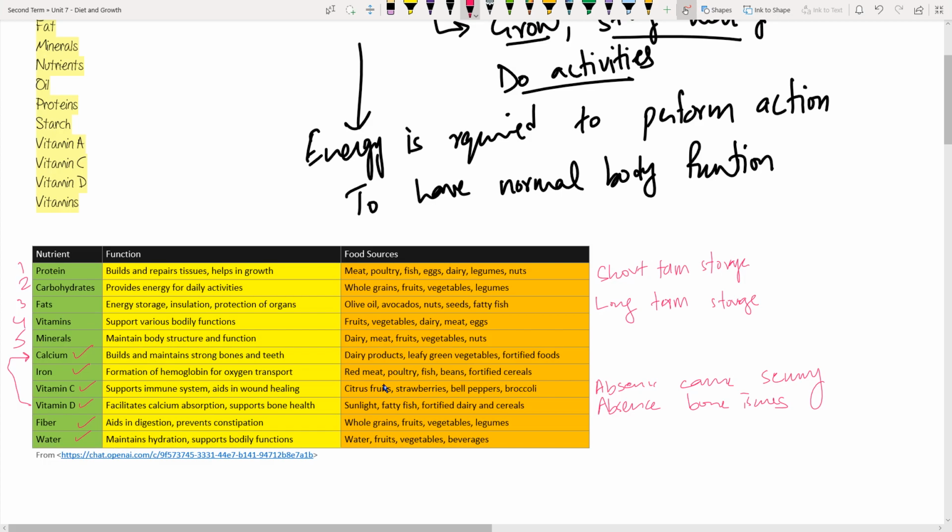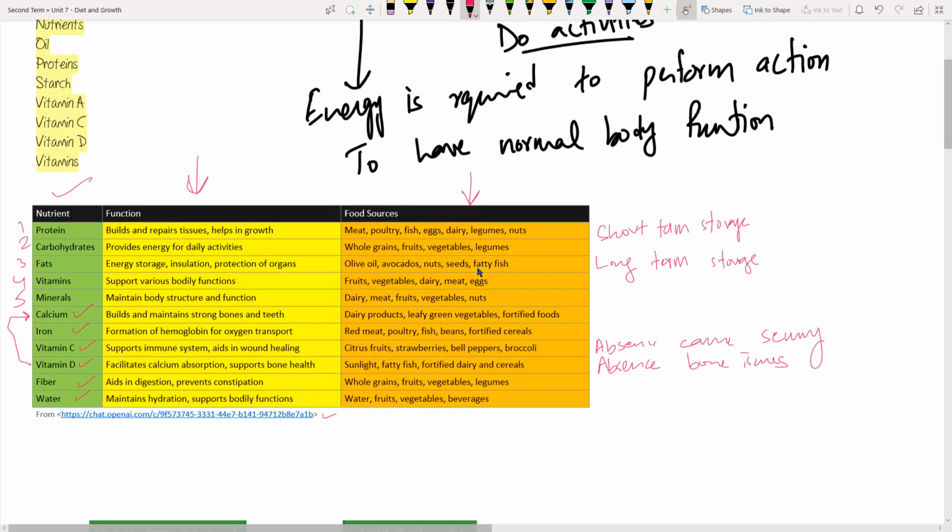So these are the main nutrients which are important for our body function, and these are their functions, why we need them, and these are the possible sources which I've listed for you. I've even given this link that I've generated this using ChatGPT.